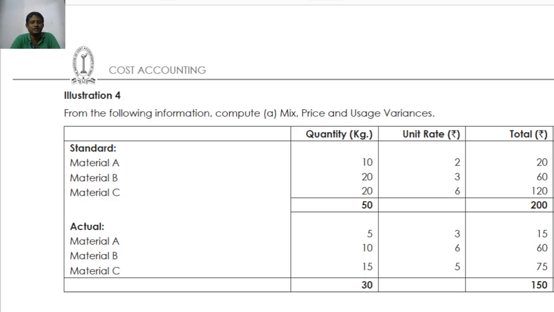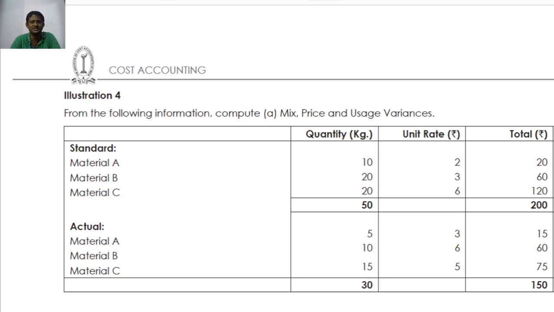Then what about material B? How much can I use as per standard? Up to 20 kg, but actually how much am I using? 10 kg only. 20 kg I am eligible, but I am using only 10 kg and completing the work and manufacturing the product. That means material B also I am using less, so material B will also give a favorable answer. What about material C? I can use up to 20 kg. How much am I using? 15 kg only. Material C also I am using less, meaning material C usage variance will also be favorable. That means total usage variance will definitely give a favorable answer. From reading the question itself we can conclude total usage variance will be favorable.